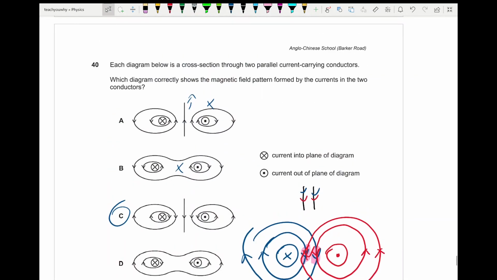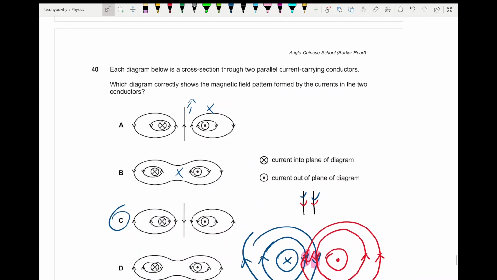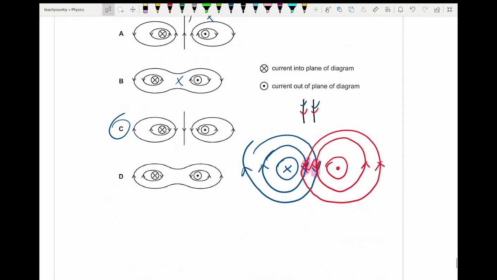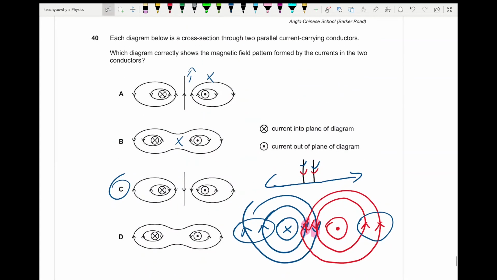Okay, so therefore what will eventually happen is that there will be a force repelling both of them because the center magnetic field is stronger than the outside magnetic field. Okay, so the answer is C.